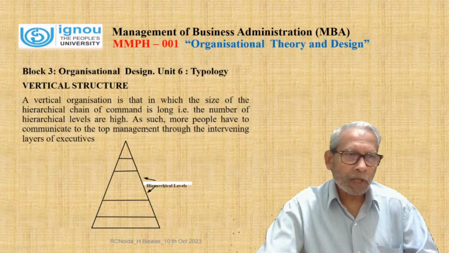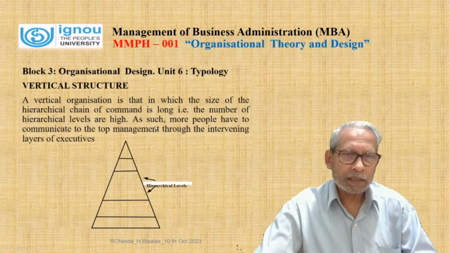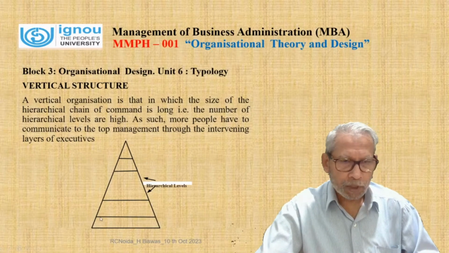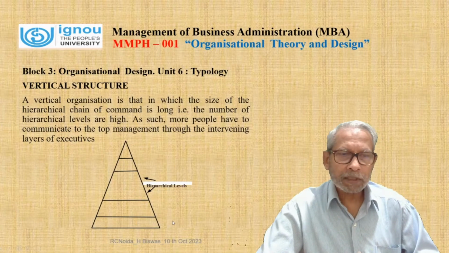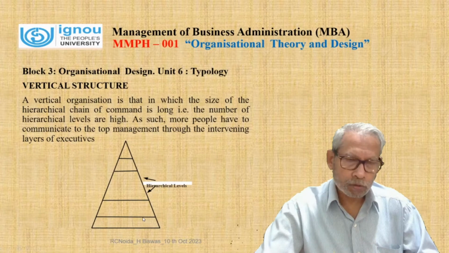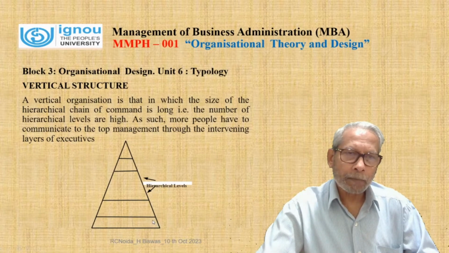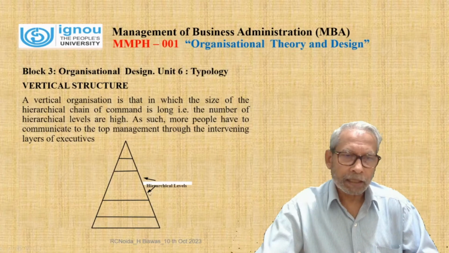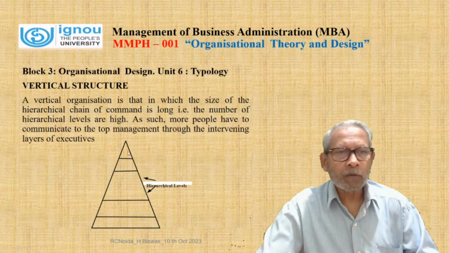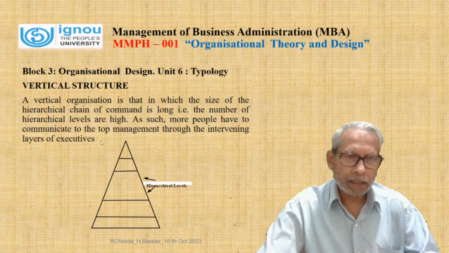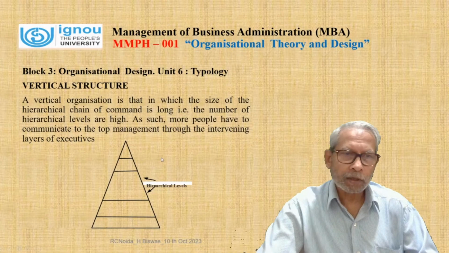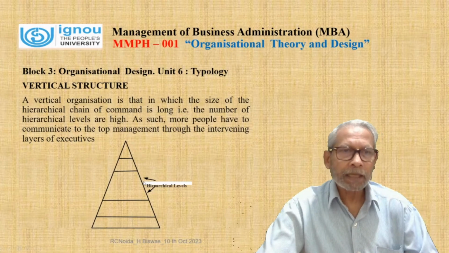As such, more people have to communicate to the top management through the intervening layers of the executives. Suppose, for example, there are lower levels here, line managers, executives. Then suppose you are initiating some notes, appraisals, or project reports for approval purposes. It will go here, then here, and because the hierarchical levels are more, it will reach the top levels. So again, some advantages and disadvantages are there, but this is also one of the ways the vertical organizations vary.